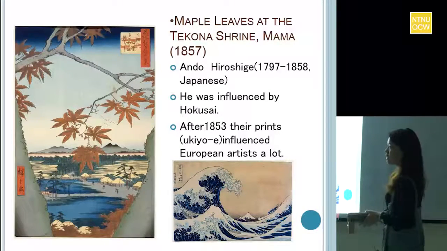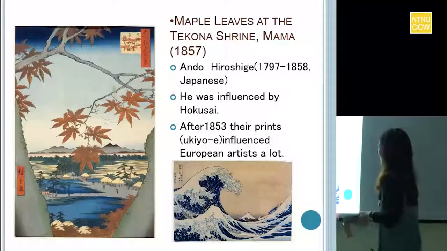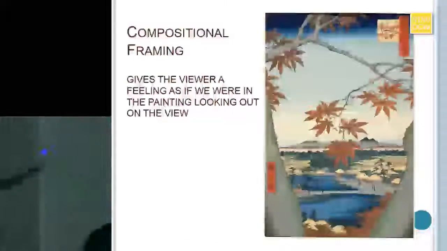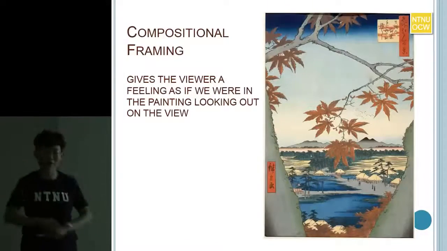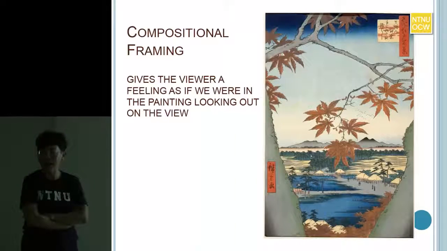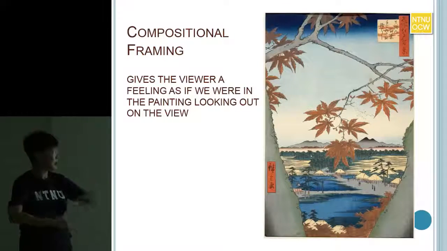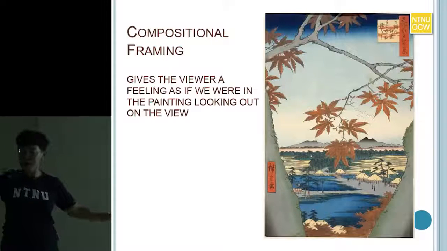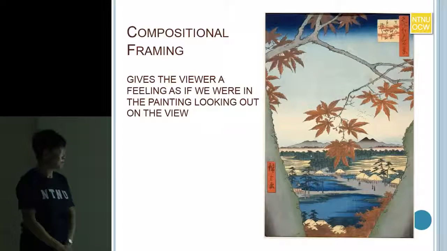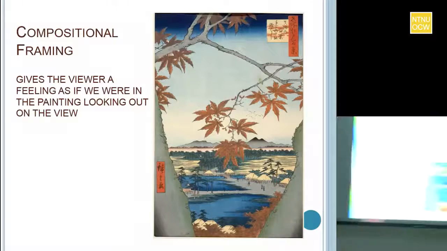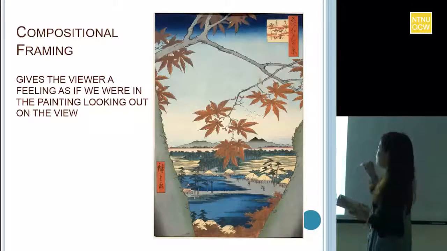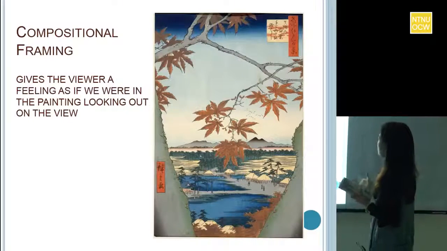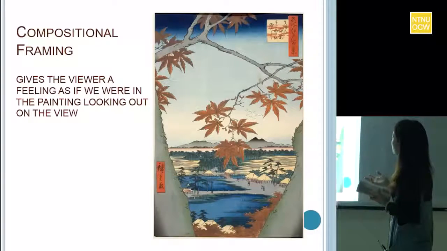Wow, you are taking everything from my PQ. Right, these are all the things that I asked you in the PQ, you can remember, right? So there is also a kind of similarity between this Japanese artist, Hiroshige, and the other one, Hokusai. And in this picture, he gave us a very special composition, which is called compositional framing.